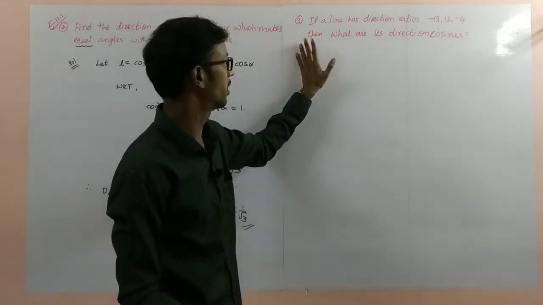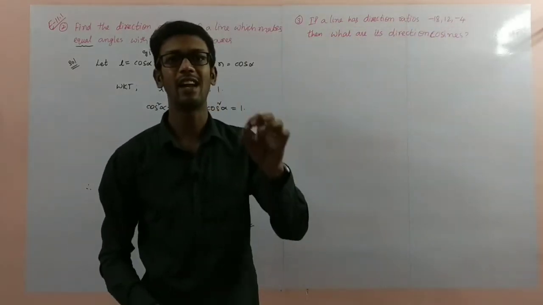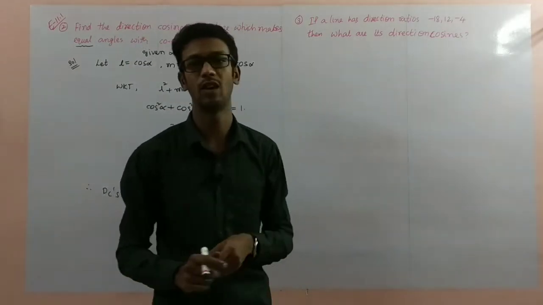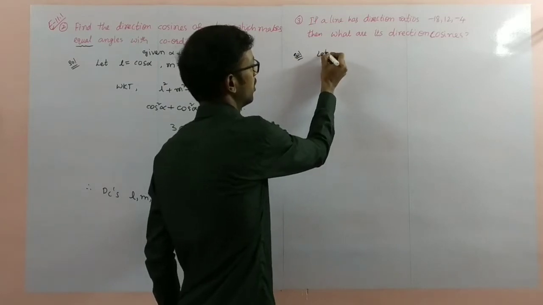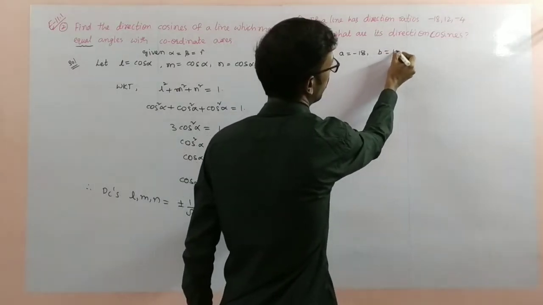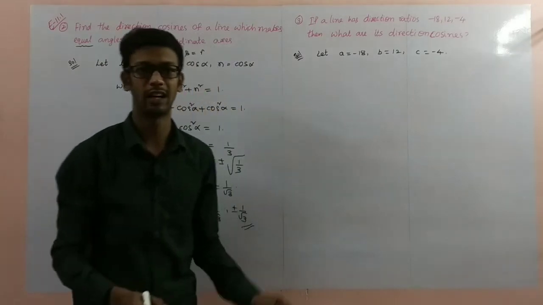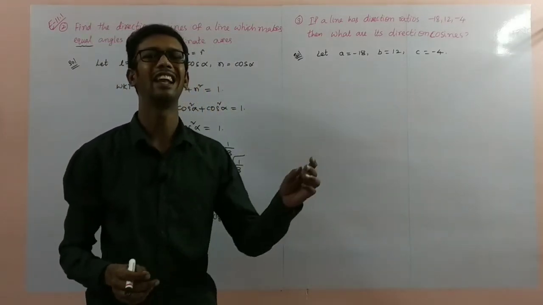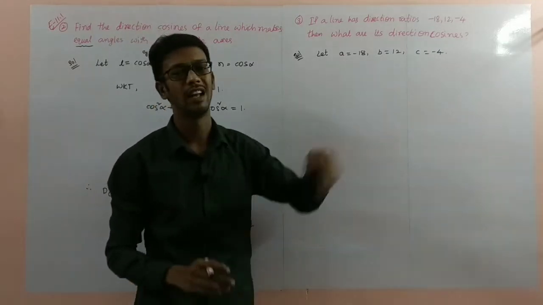Next, problem number 3. If a line has direction ratios, they are giving direction ratios here, you have to find the direction cosines. So first of all we'll take the direction ratios, let a equal to minus 18, b equal to 12, c equal to minus 4. We already discussed this in the introduction also. l, m, n are direction cosines. a, b, c are the direction ratios.